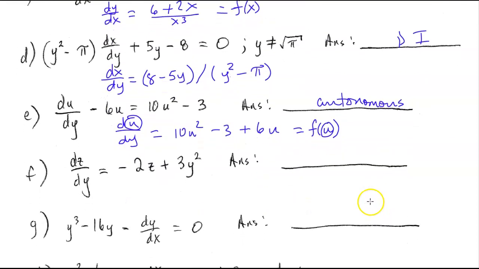Okay. So for F, we see that there's nothing that we need to do to rearrange anything, but we see that what we're looking at here is a function of z and y. And of course, the function that I took the derivative of here is of z. So this would be a case where it's not going to be autonomous and it's not going to be directly integrable. So this would be the case where it is neither.